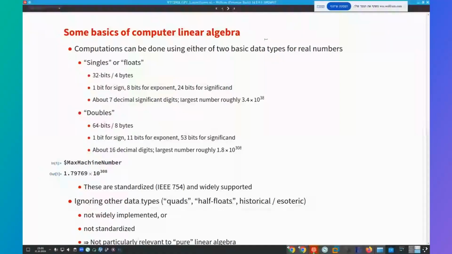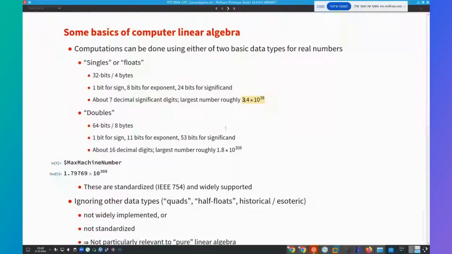Commonly, we talk about the two sizes of real numbers, singles or floats, which are 32 bits. I have all the details there, but we don't need to worry about all the details. And then doubles, which are 64 bits or 8 bytes. That gives you a largest number of about 10 to the 308. Notice that the difference between 32 bits and 64 bits is quite a difference in order of magnitude. You only get up to 2 to the 38.